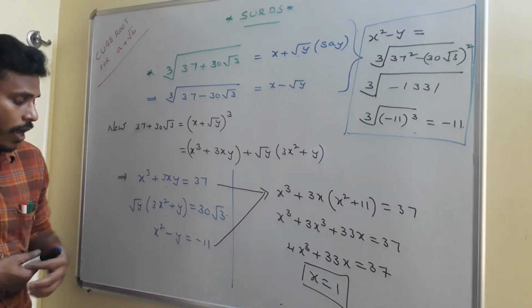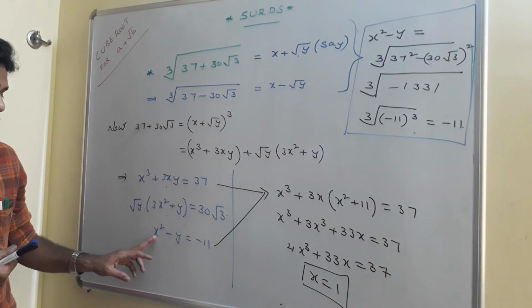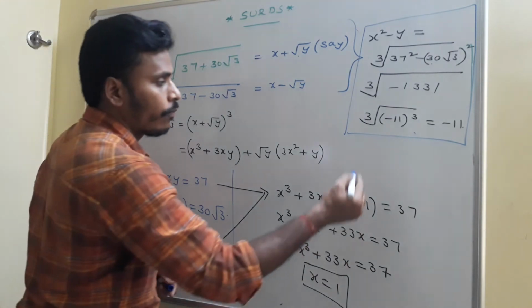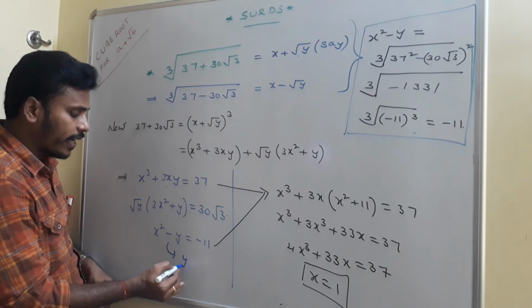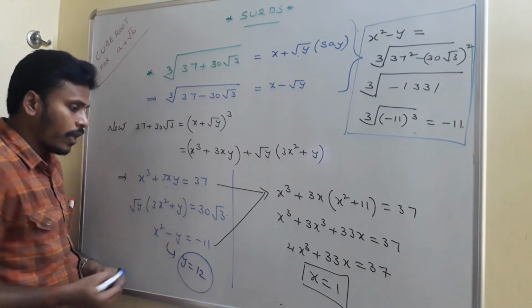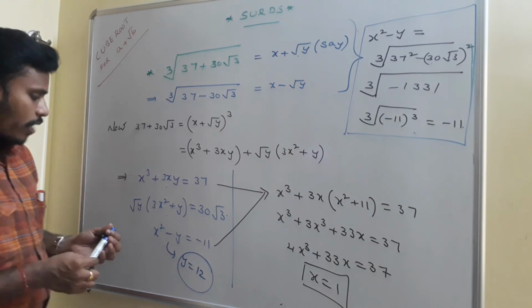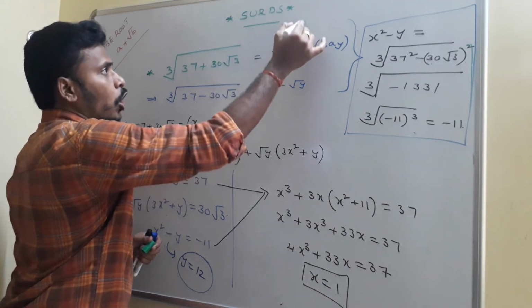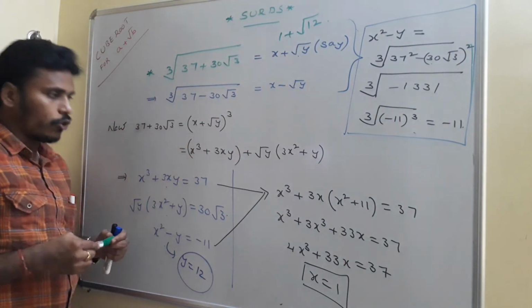Since x is equal to 1, now you replace x is equal to 1 here. Then if you send that one to the other side, you will get y is equal to 12. So if x is equal to 1, then y is equal to 12. At the end, your answer for the problem is 1 plus root 12. This is the cube root of 37 plus 30 root 3.